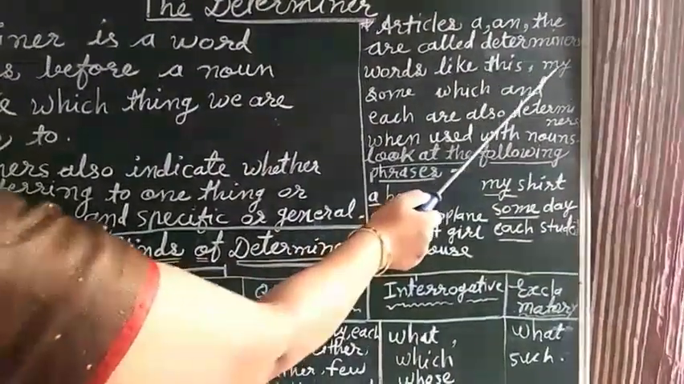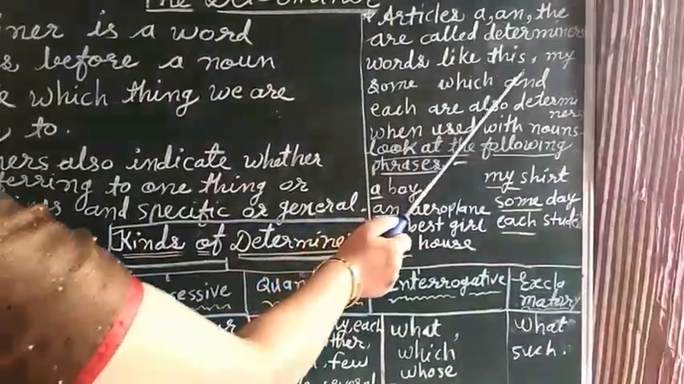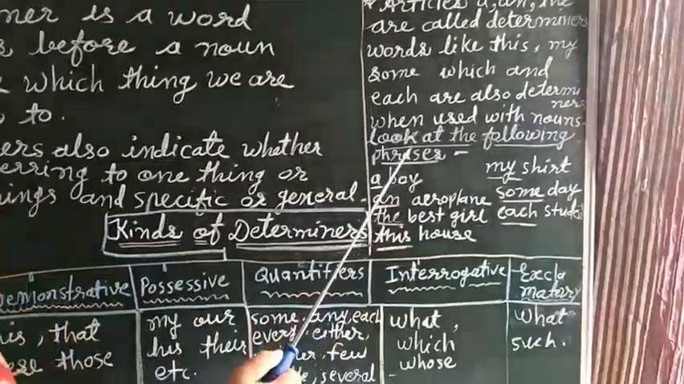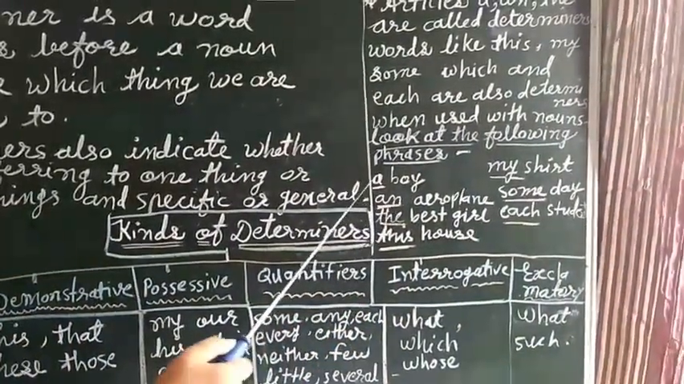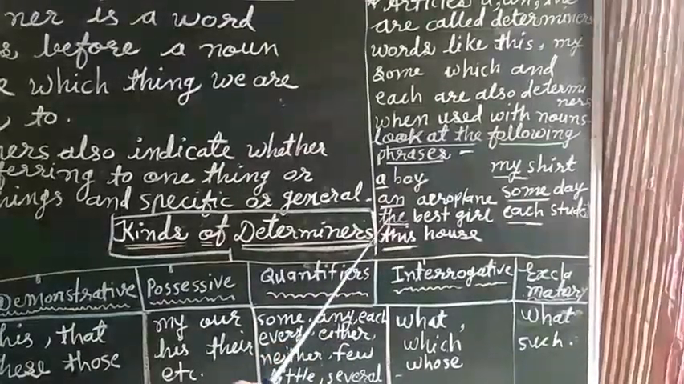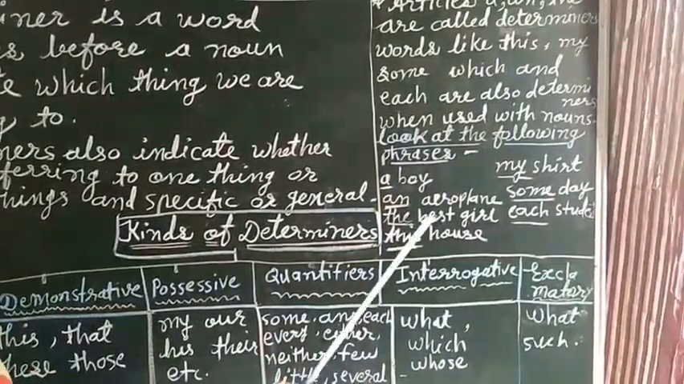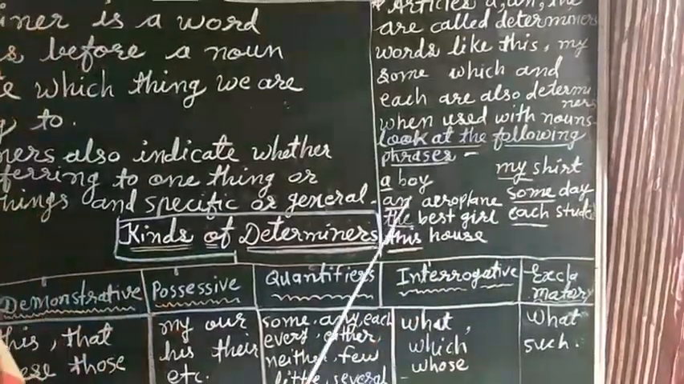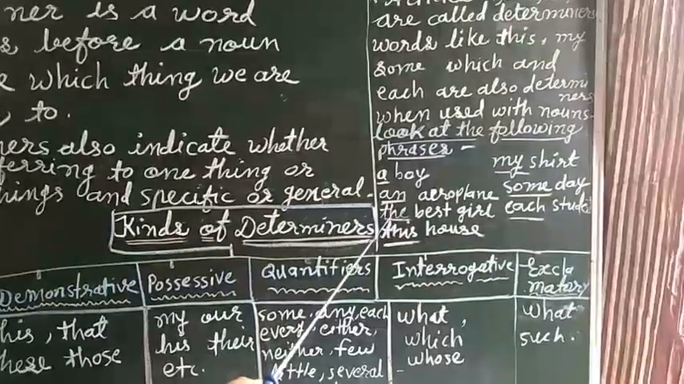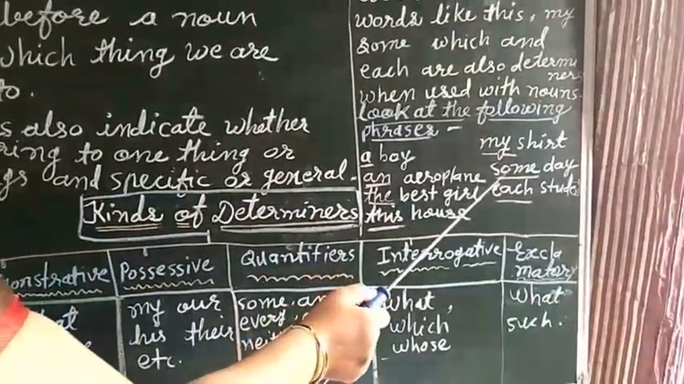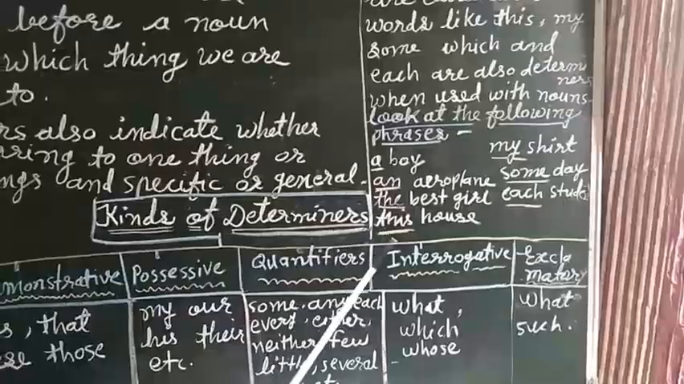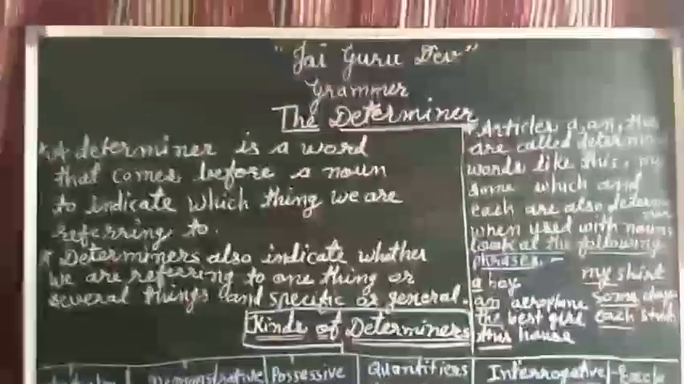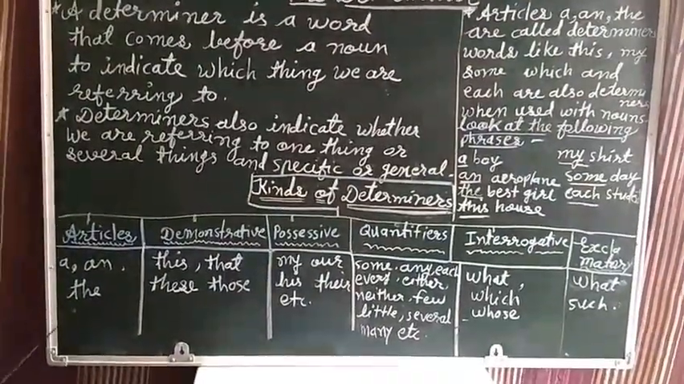Here, articles a and the are called determiners. Words like these, my, some, which, and each are also determiners when used with nouns. Look at these phrases: a boy, an aeroplane, the best girl, this house, my shirt, some day, each student. So a and the, this, my, some, each, all these words are determiners. First we will go to articles, a and the.